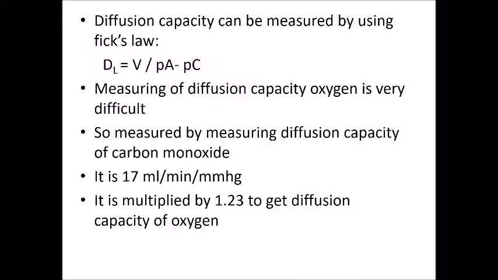So after multiplying it by 1.23, we will have 21 ml per minute per mmHg. That will be our diffusion capacity of oxygen. So without taking the sample from pulmonary capillary, we can indirectly calculate diffusion capacity of oxygen.